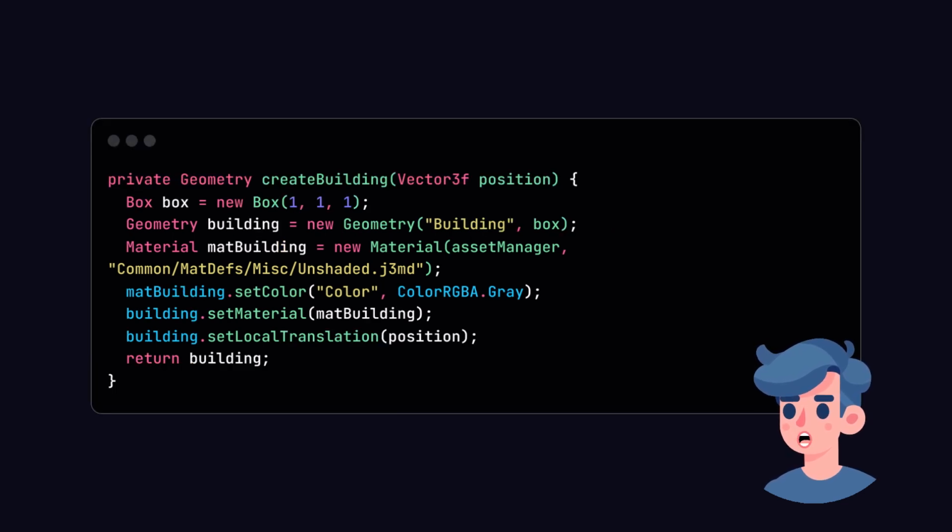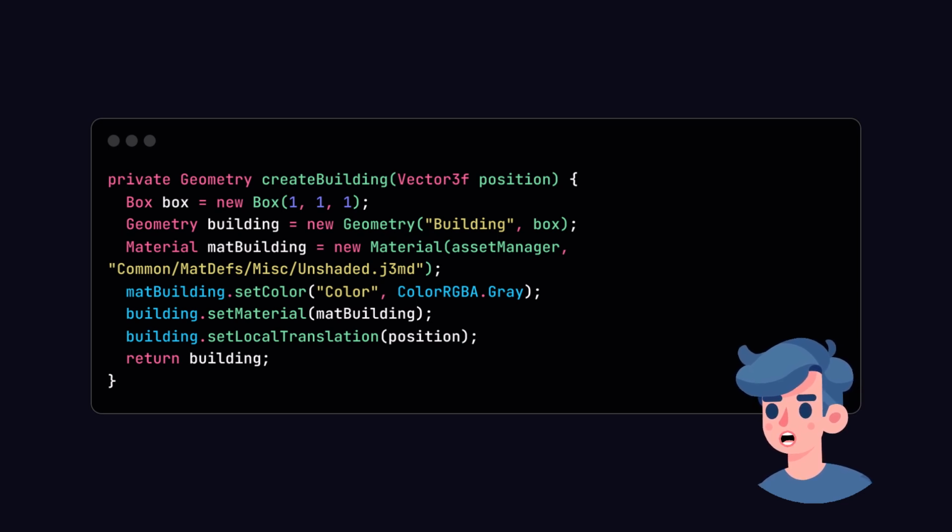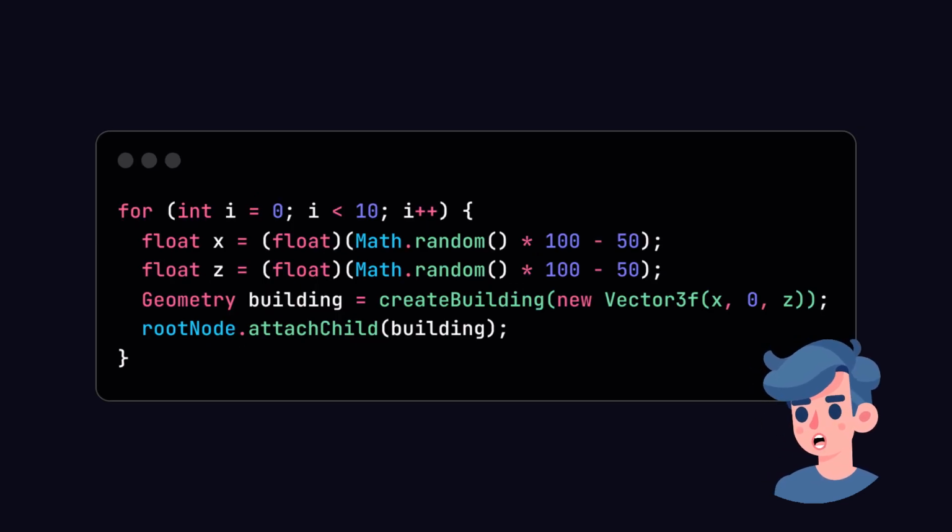Now that we have our ground plane, let's add some buildings. First, we can create a method that generates a random building. We'll use the box shape for now, but we can replace it with more complex models later. Next, let's add multiple buildings to our game world. We can do this inside the simple initApp method by calling the createBuilding method multiple times with random positions.